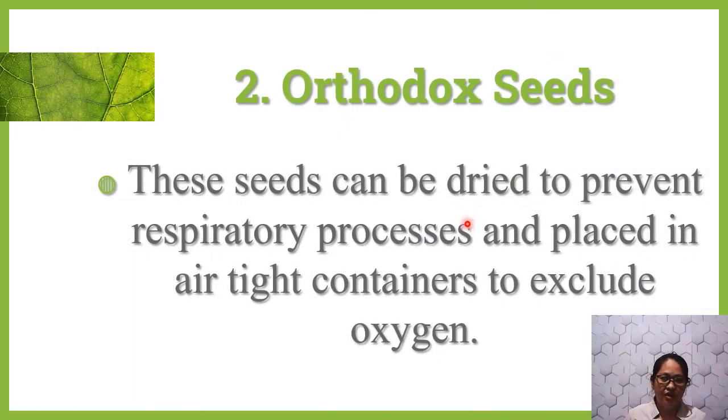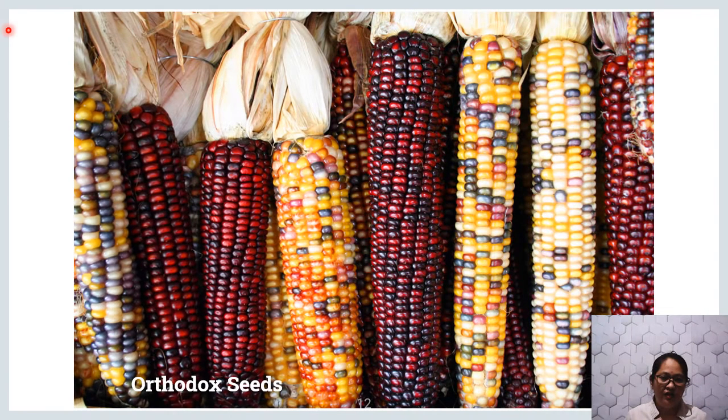Number 2 is the orthodox seeds. These seeds can be dried to prevent respiratory processes and placed in airtight containers to exclude oxygen. Corn is an example of orthodox seeds. Some are peas and tomatoes. The difference between recalcitrant and orthodox seeds is that recalcitrant seeds tolerate some water loss, but not the extreme level survived by the orthodox seeds.